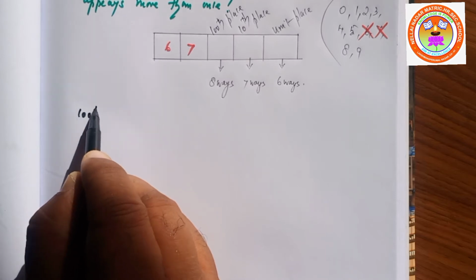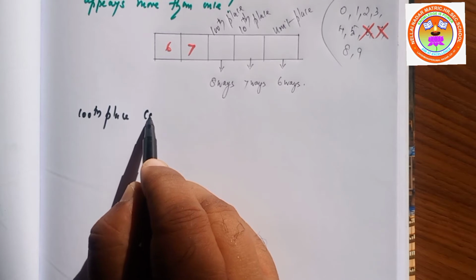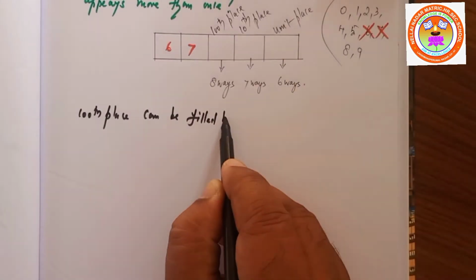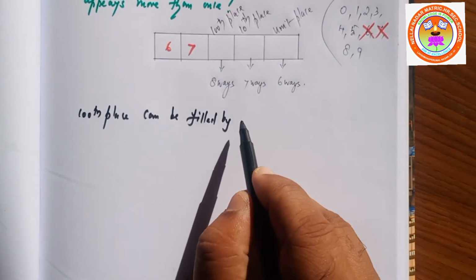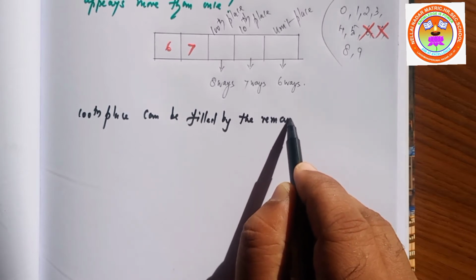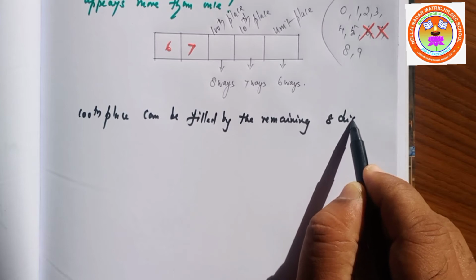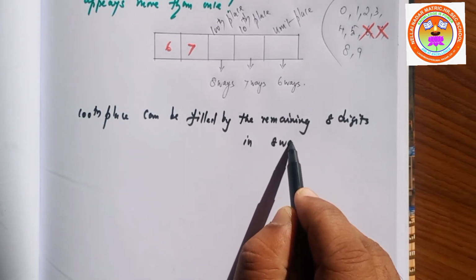100th place can be filled by the remaining 8 digits in 8 ways.